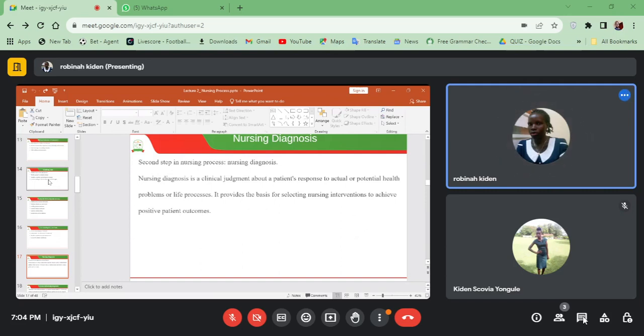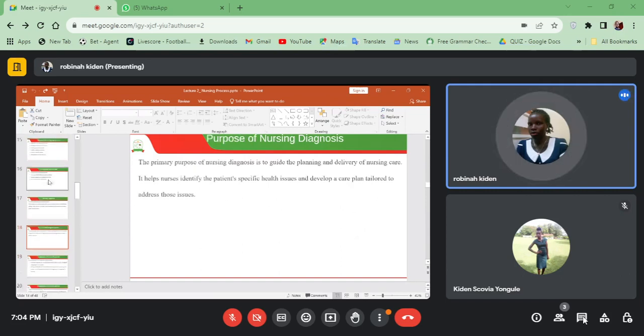Purpose of nursing diagnosis. The primary purpose of nursing diagnosis is to guide the planning and delivery of nursing care. Also, it helps nurses identify the patient's specific health issues and develop a care plan tailored to address those issues. So we identify the issue or the problem with the patient, then we come up with the solution that is directed towards solving that problem.